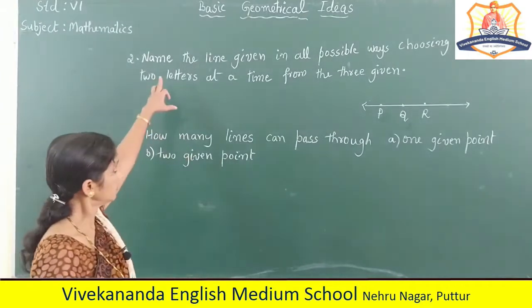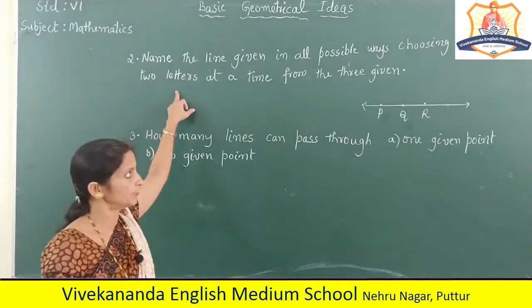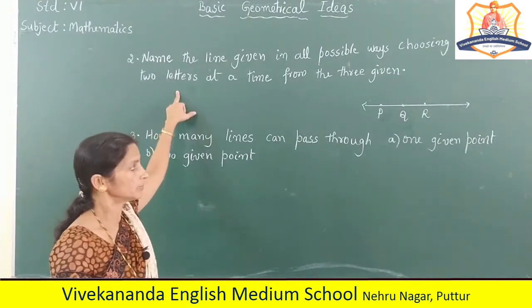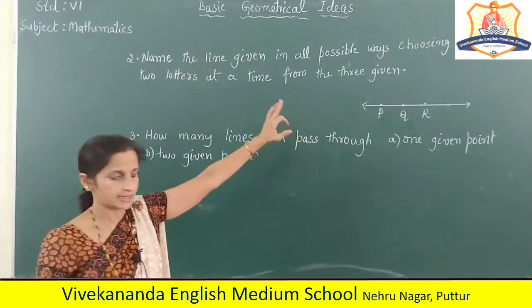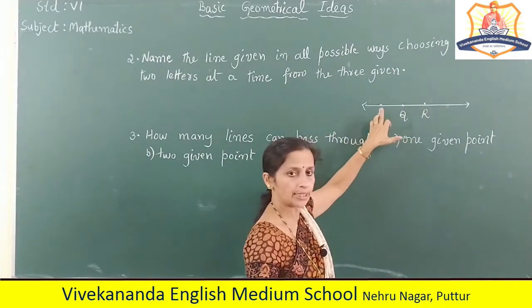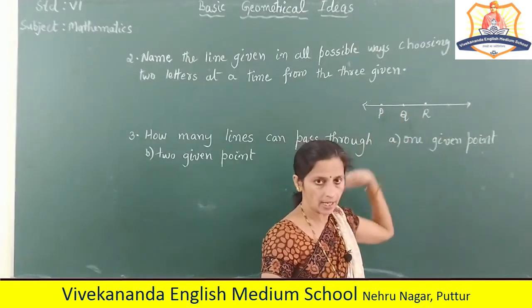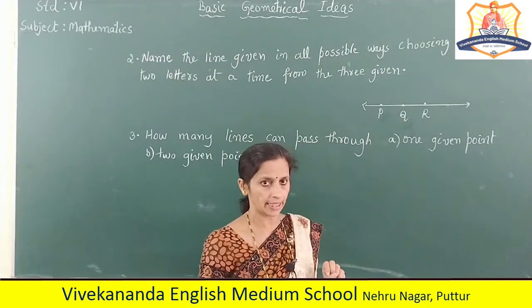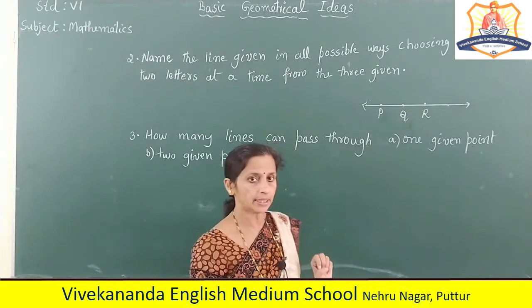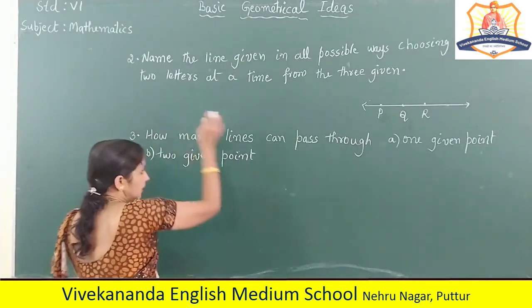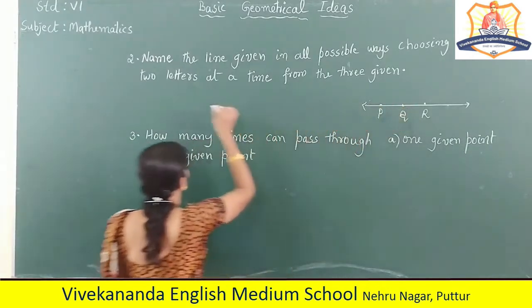Here it is given, name the line in all possible ways, choosing two letters at a time from the three given points. Here you can see the figure. Here there are 3 points P, Q and R. Now you have to select only 2 letters at a time and write the number of lines you can make. So PQ is one line.